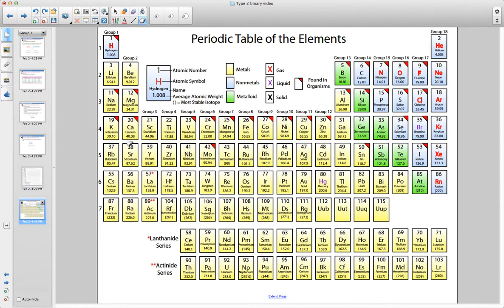Okay, with the type 2 binary, we're dealing with a lot of them here in the d orbital, these elements right in here. Some of them carry more than one charge. So we have to look at these different oxidation states as a result.